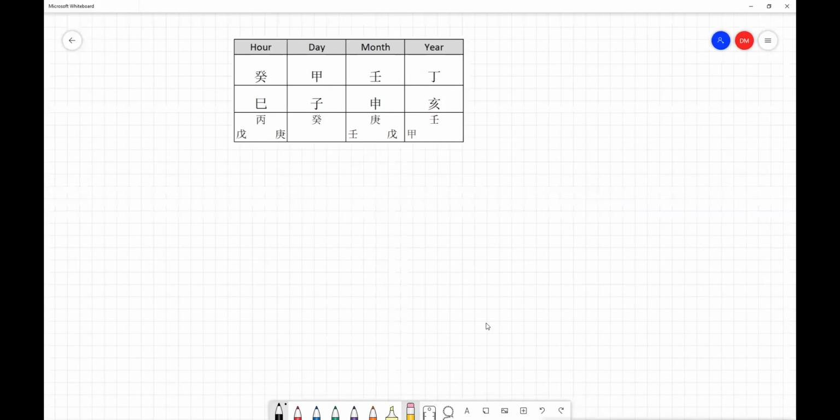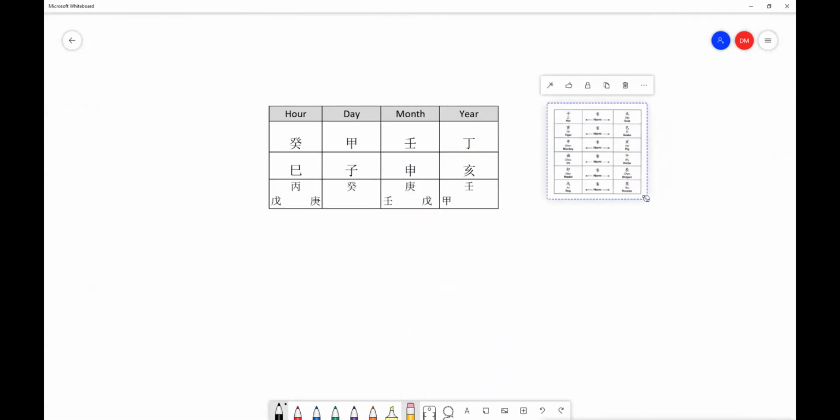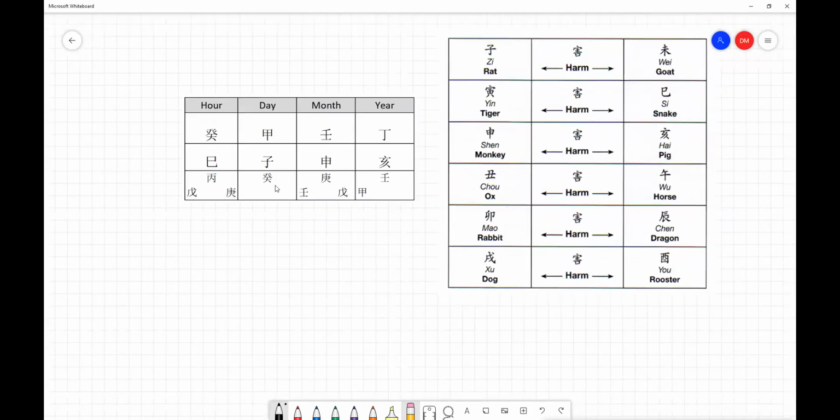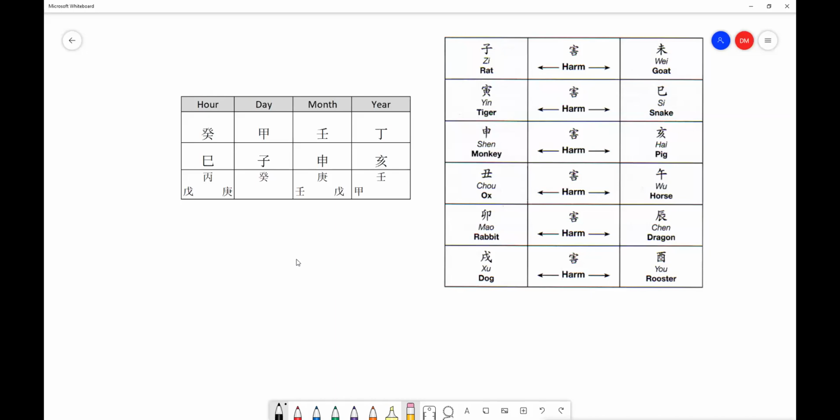And let's compare this chart to a natal chart. Is there any harm relationship in this chart or not? Pig and monkey. Okay, very good. So you're able to see a harm. Are they side by side? Yes. Therefore, they are side by side. So you can see that it's a harm relationship.